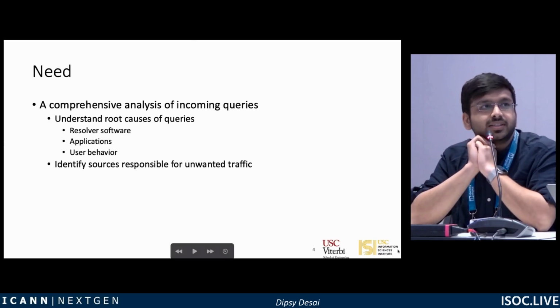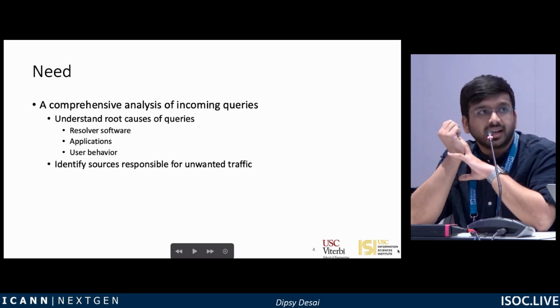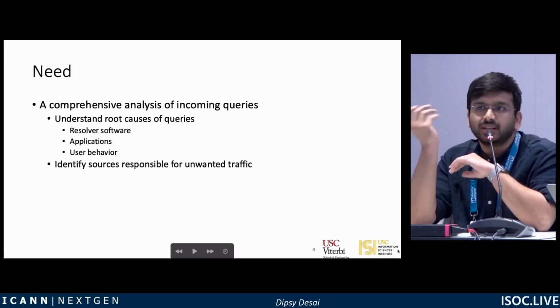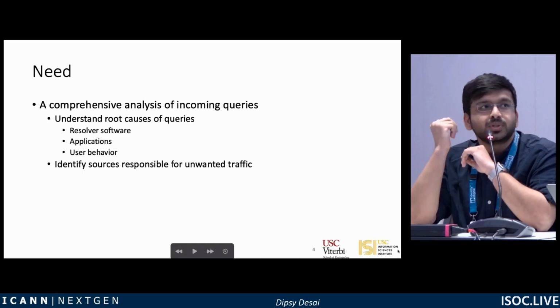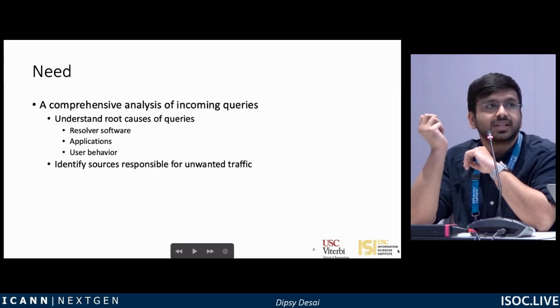As with any research, the first thing we ponder about is what is the need for this research? How is it going to be productive? Will it make a change in the ecosystem? There has been research on queries that arrive at root servers from the past 30 years. However, we find that there has not been a comprehensive analysis of all the incoming queries. So we propose to do a comprehensive analysis with an intention to understand the root causes of such queries.